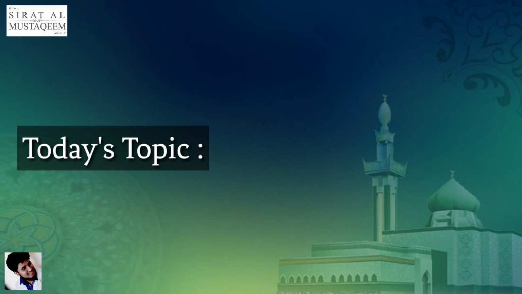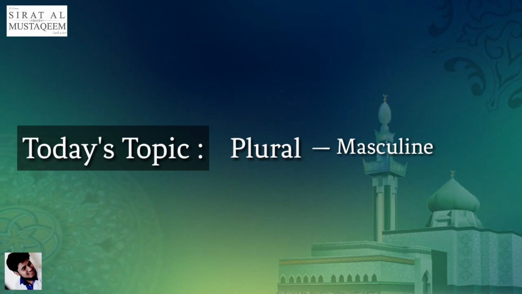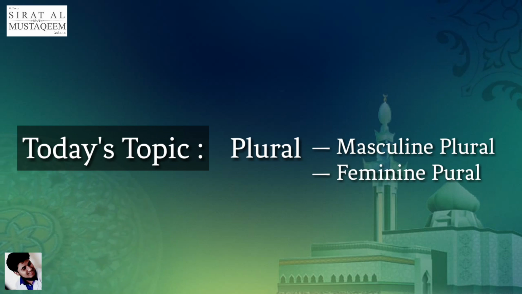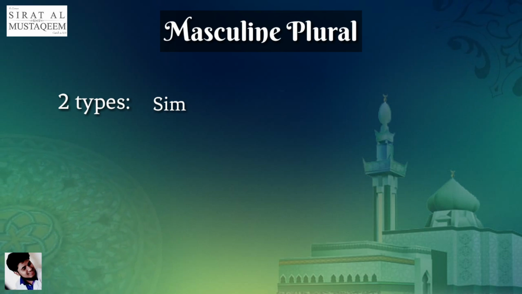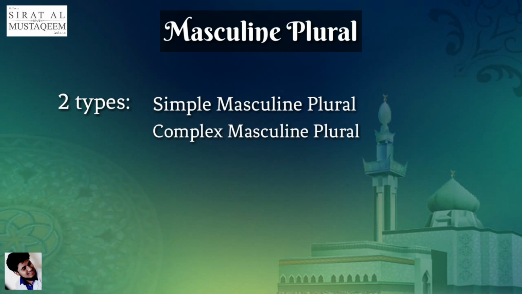So now today's topic is plural. Today we are particularly going to talk about masculine plural. Okay? So let's start. Masculine plural is of two types: simple plural and complex plural. If you read Arabic grammar books that teach you Arabic in English, they generally call simple plural sound plural and complex plural broken plural. I think simple plural and complex plural are far easier to remember, and it coincides with the rules as well.